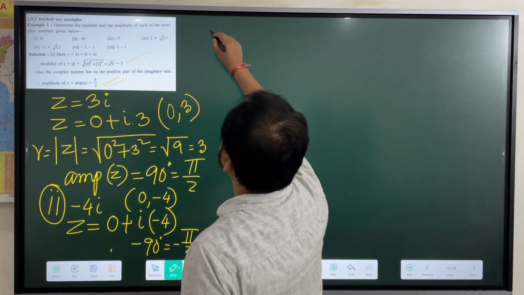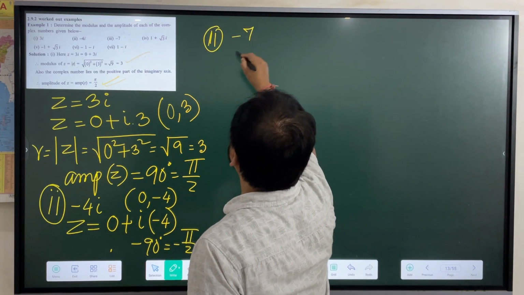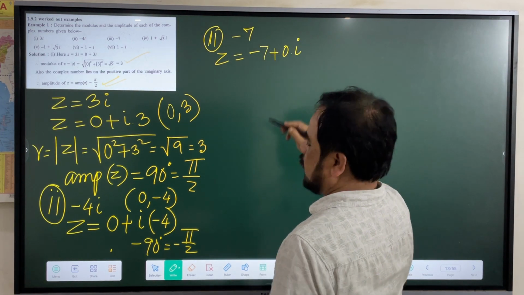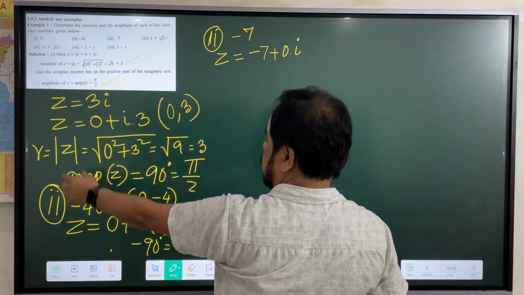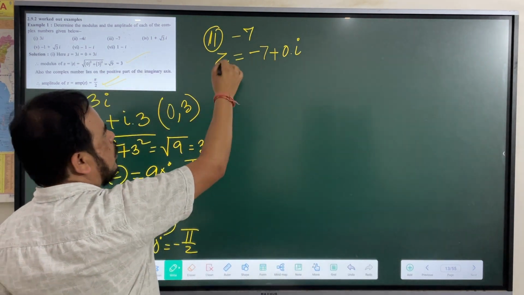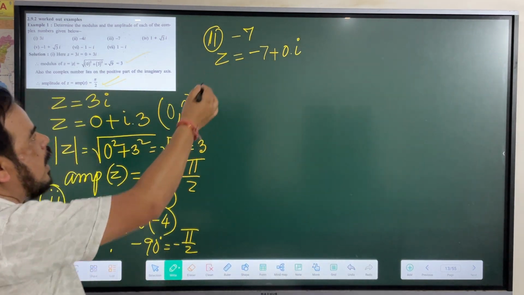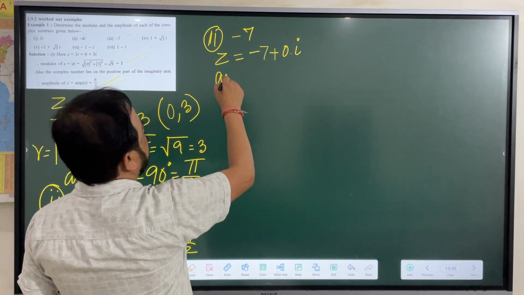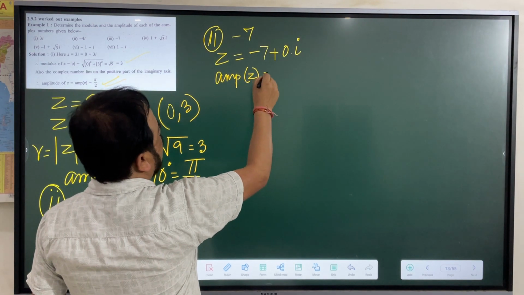Number 3, z equals minus 7 plus 0i. Here I have not found z, sorry, the modulus. Modulus can be found yourself; you already learned it, so I am not going to do modulus again and again. I will do only the amplitude of z. Amplitude of z we are going to find.